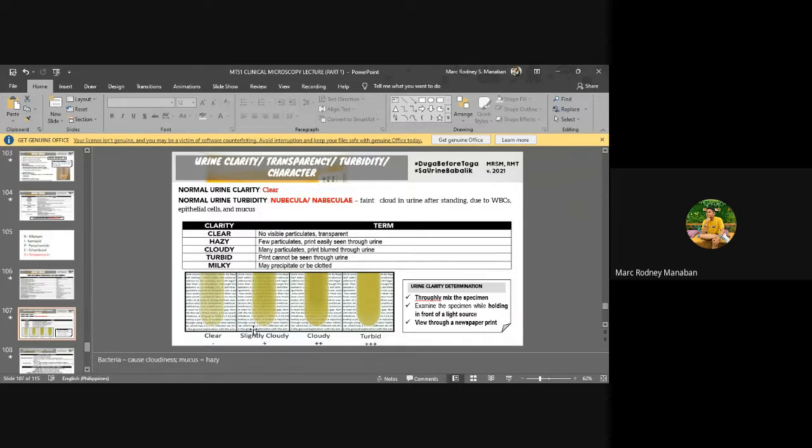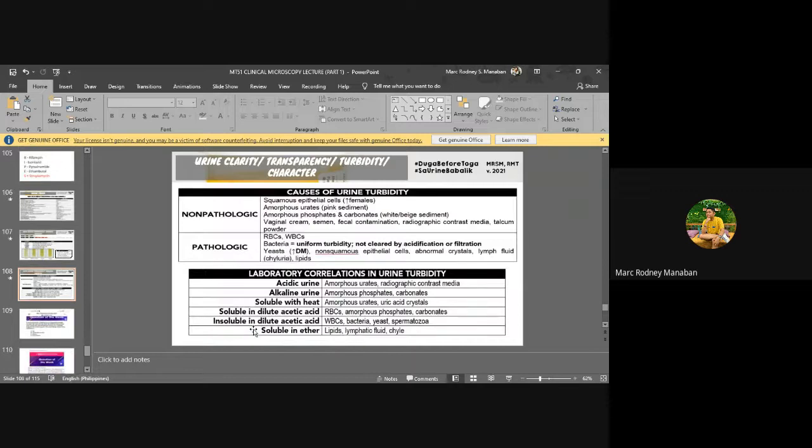Alright? Take note of that. Hazy. Okay? Alright. Now, what are the different causes of turbidity? Of course, there are a lot, no? Possible pathologic and non-pathologic. Now, for non-pathologic, as you can see, squamous epithelial cells, of course, coming from the urethra, no? So, just contaminants.